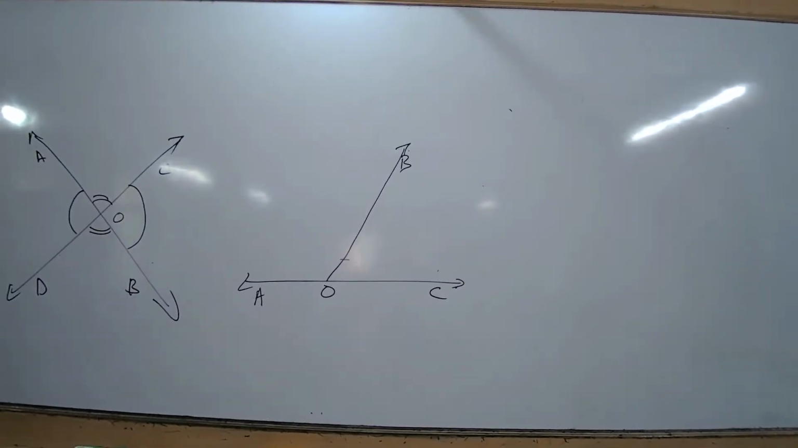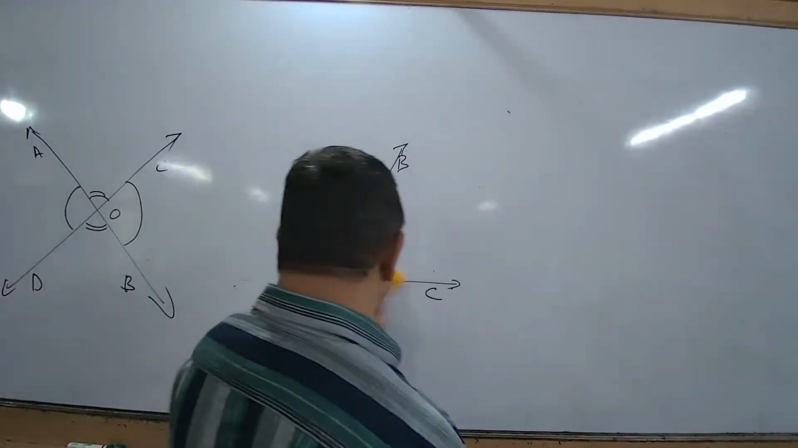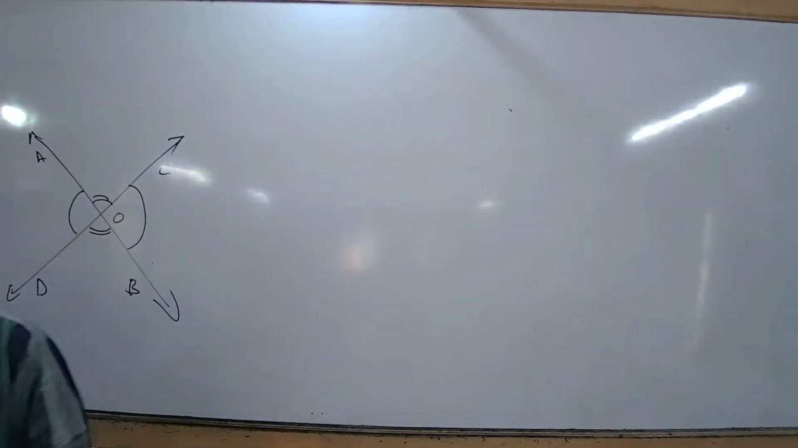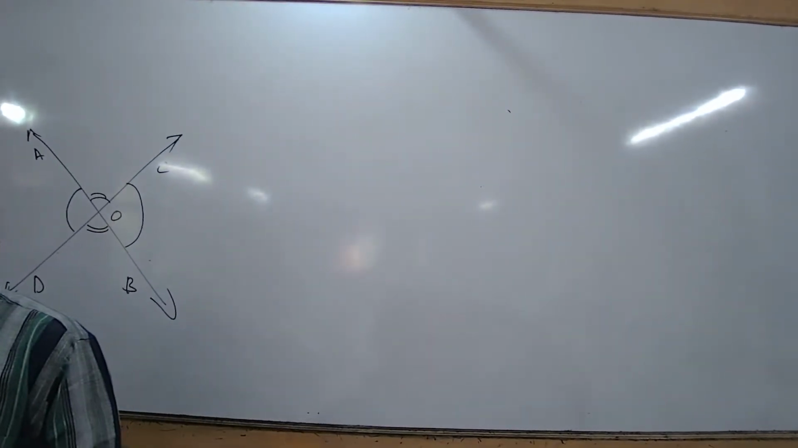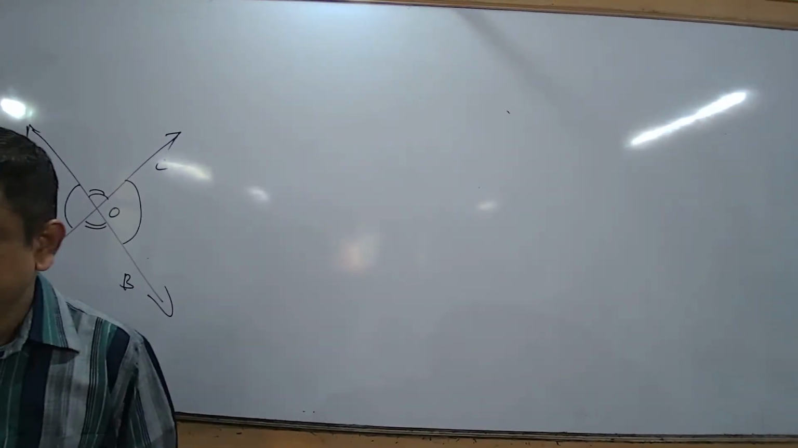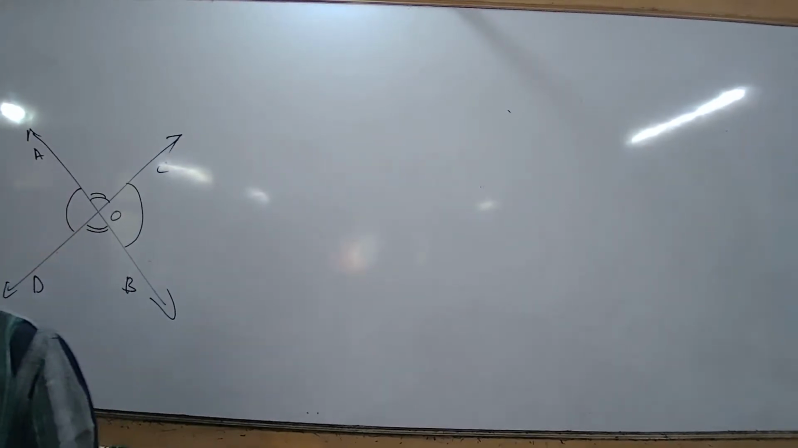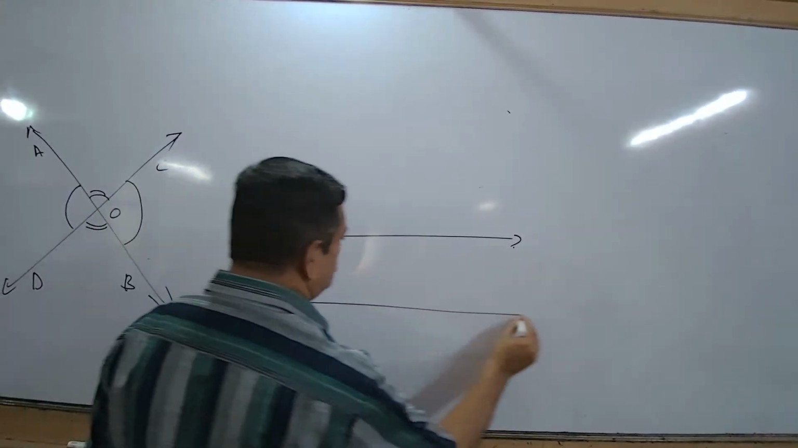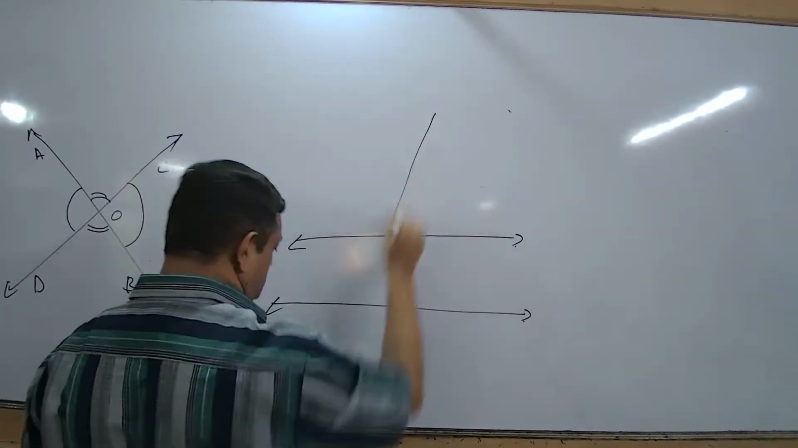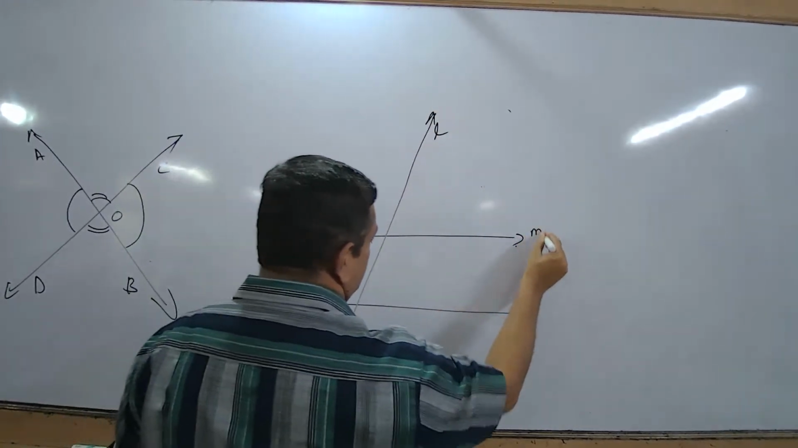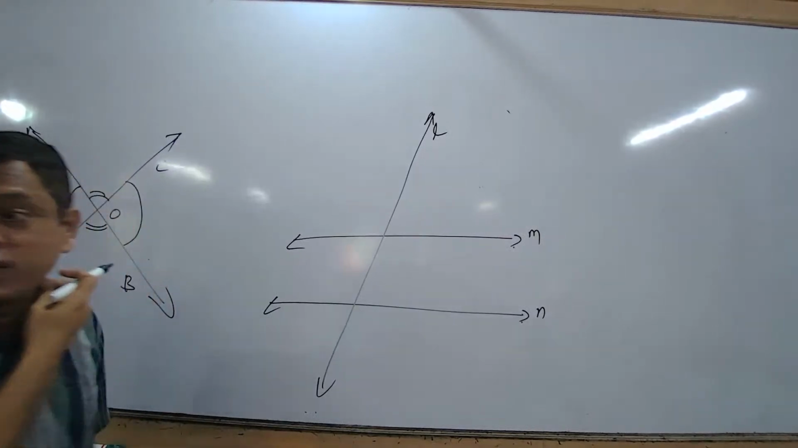Now, next we are going to talk about transversal. Have you heard about the word transversal? You know what a transversal is? It is a line which intersects two lines. This is line L, M and N. Which is a transversal here?